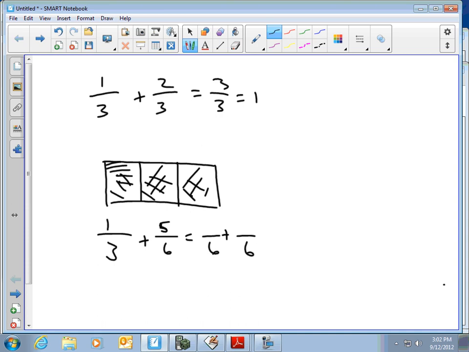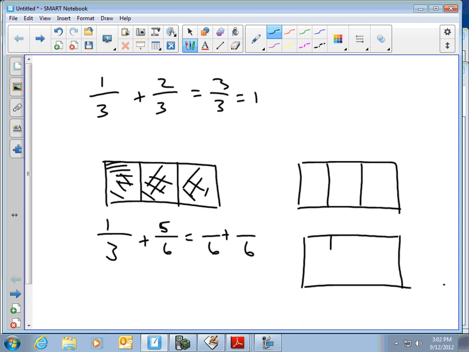So the question I have to ask myself is, what does both the 3 and the 6 go into? Or if I look at my picture here, if I have something that has 3 pieces, how do I get that to match up with something that's divided into 6 pieces? And the way I do that is I double the number of pieces I have. I cut them in half again, so I have 6 pieces now.